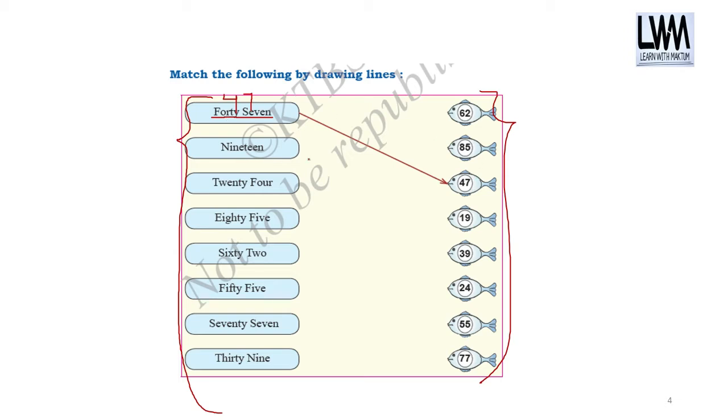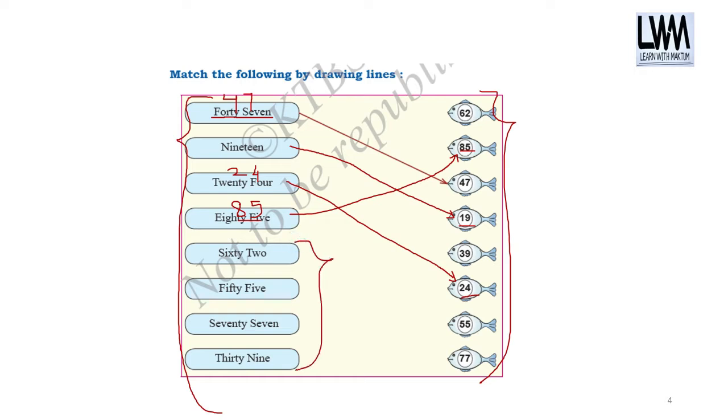Next comes your 19. So where is 19 here? This one. So you have to draw a line to this. Clear with that? Then 24. Where can you see this number? Here. So match this. Then comes your 85. Where can you see this number? Here. So 85. Okay, kids. So like that, do the remaining 4 as your homework.